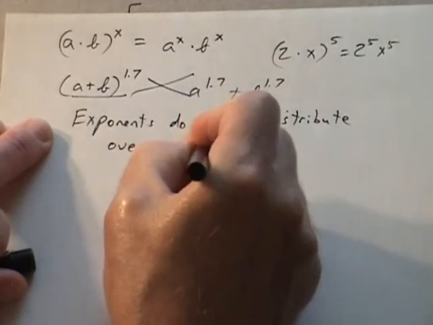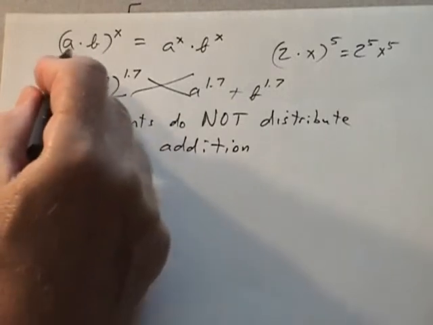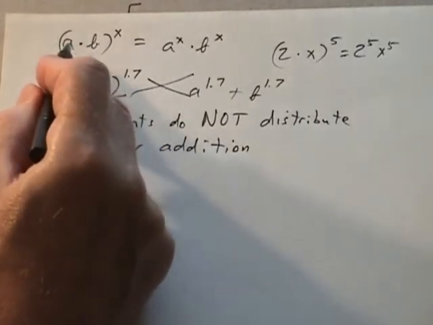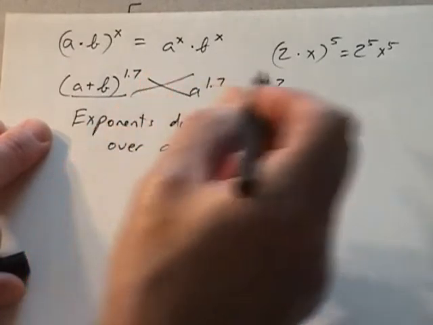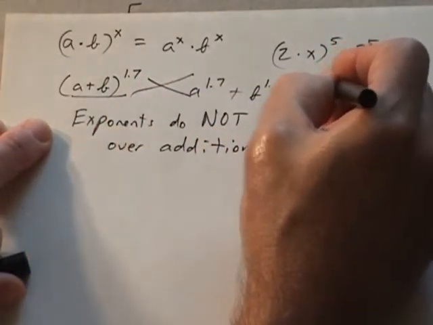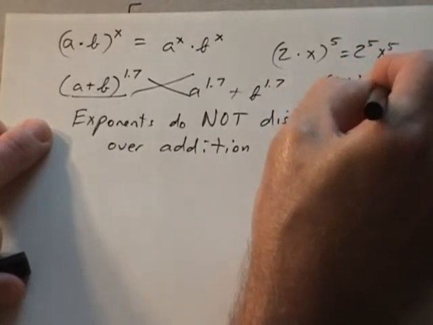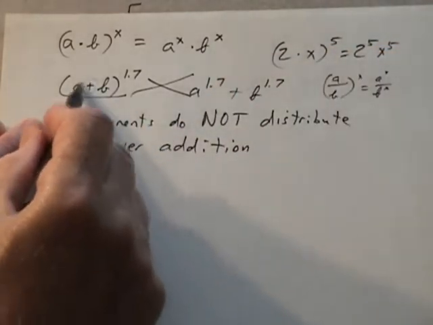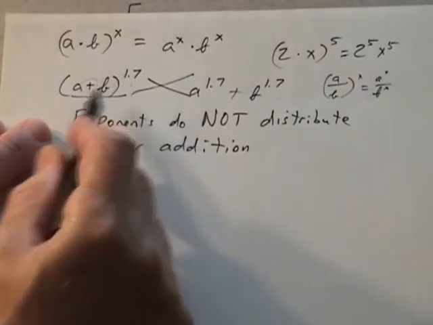Exponents, it turns out, play well with multiplication. So you can multiply two numbers together and raise that to a power, and things happen the way you expect. It even works with division, right? If you go (a over b) to the x power, that's a to the x over b to the x, no problem. But when you've got addition or subtraction, you can't distribute the exponents over the addition.